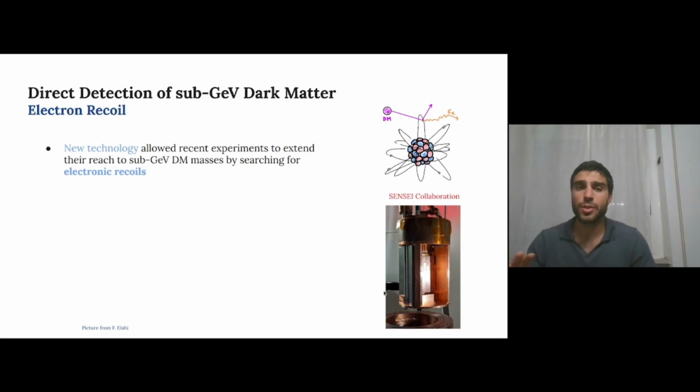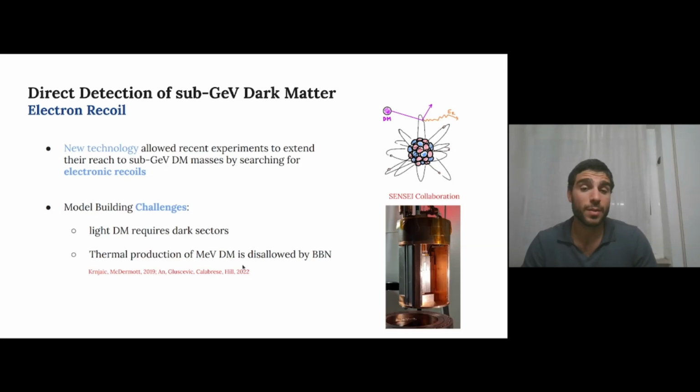Now, conventional direct detection via nuclear recoils essentially becomes obsolete for sub-GeV dark matter due to the much smaller recoil energy. So for sub-GeV target masses, the more optimal strategy is to search for a dark matter signal from electron recoils. But this has only become experimentally feasible recently through developments in the semiconductor technology. Here I'm showing a picture of the detector of the SENSEI collaboration, which recently demonstrated a sensitivity to single electron excitations in a silicon target, which represents currently the state of the art for these kinds of detectors.